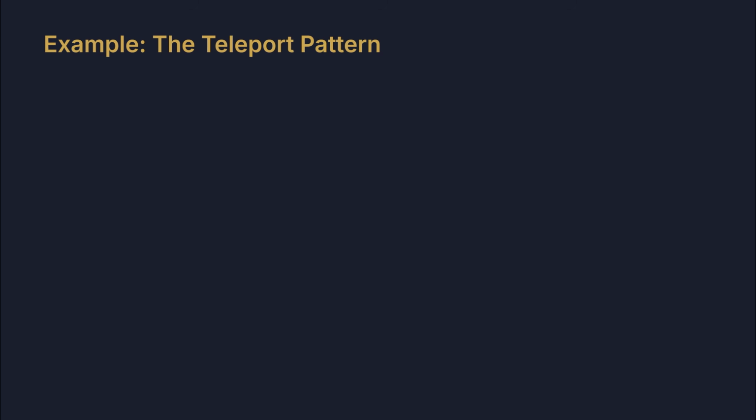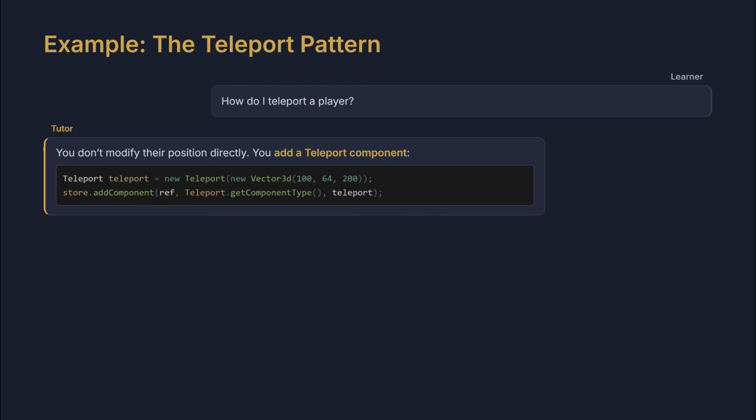So let's look at an example like the teleport pattern. So how do I teleport a player? You don't modify their position directly, you add a teleport component. So we have this teleport component we can define with coordinates where we want to teleport the player, and then we add the component to the reference to the entity. And then a system handles it.